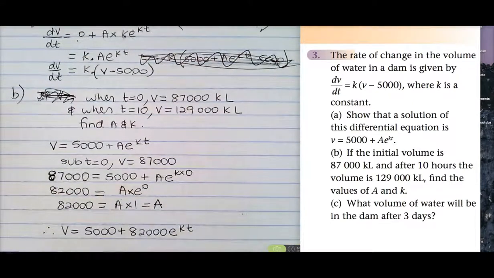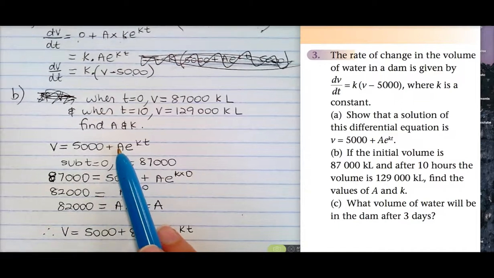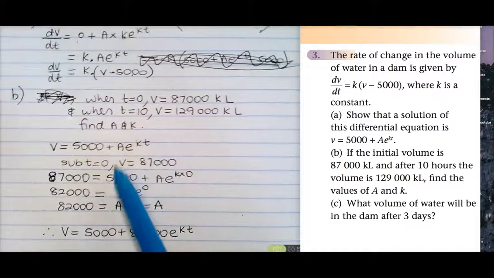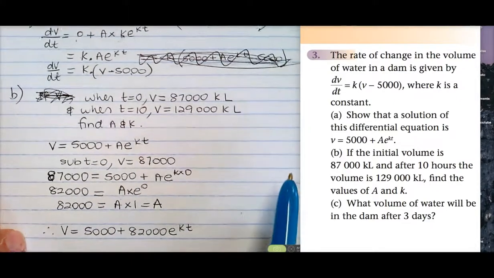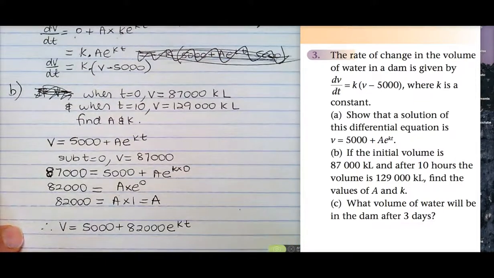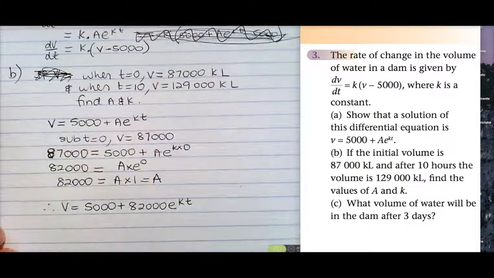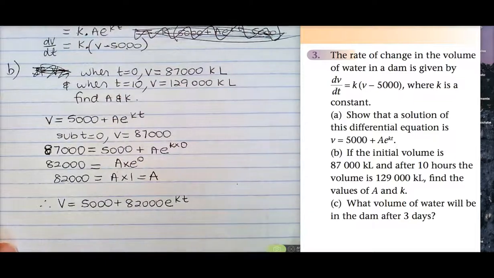Be very careful. In the 2-unit course, the A was always the initial value. But the A won't be the initial value here because you've got 5,000 plus AE to the KT. So don't be tempted to put that A is 87,000 like you would in the 2-unit course. Do you remember that? With the formula just N equals AE to the KT, the A is always the initial value. But in this case it's not.